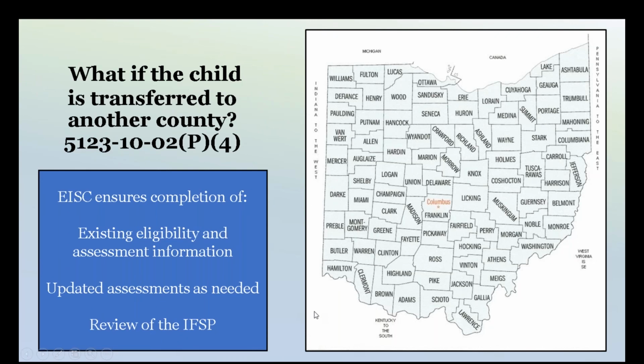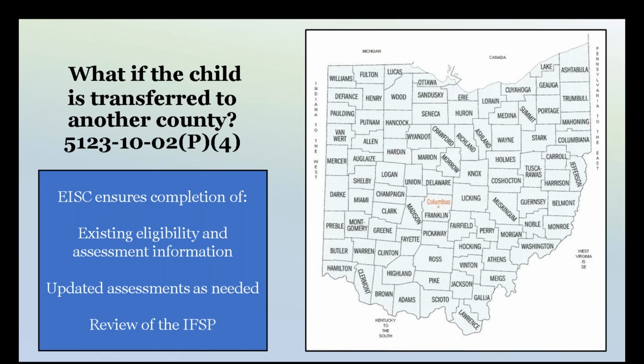Okay, so what happens if the child is transferred to another county? So this is discussed in paragraph P, section 4. In this situation, the Early Intervention Service Coordinator will provide an electronic or paper copy of the child's early intervention record to the new county within 10 calendar days from the date of record request from the new county. So we're back to calendar days.